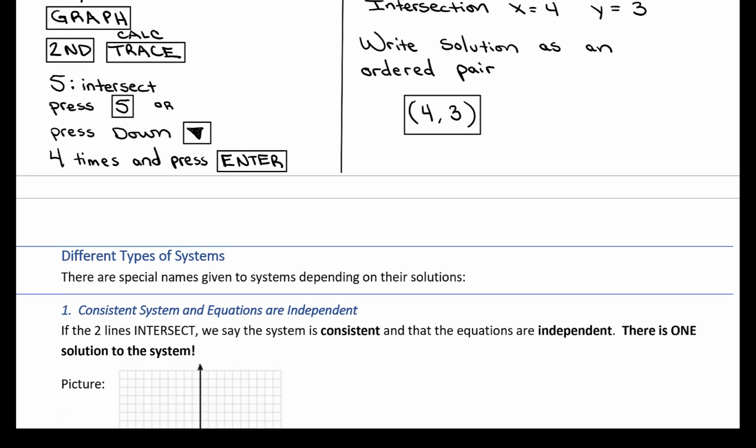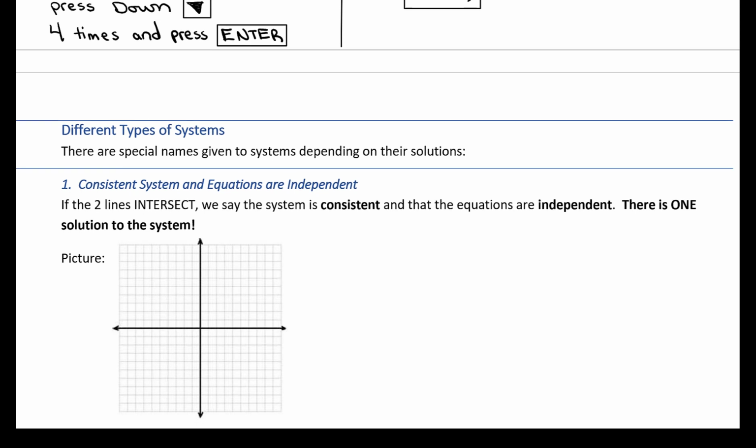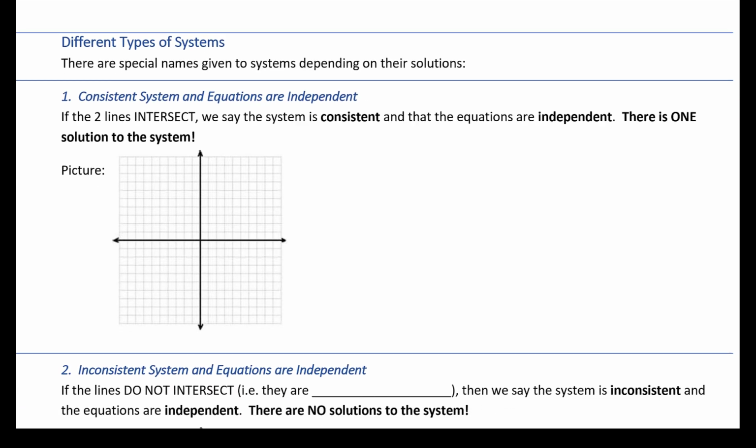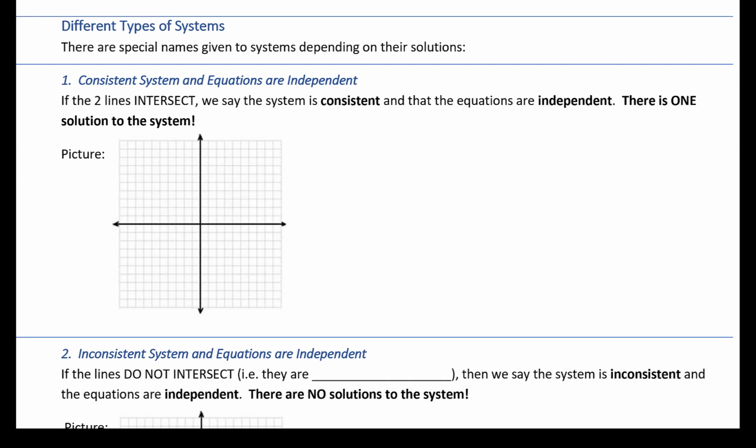Next, we're going to be looking at different types of systems. Depending on the system and the number of solutions that system has, we sometimes refer to it in a specific way. So number 1, a consistent system and equations are independent. If the 2 lines intersect, we say the system is consistent and that the equations are independent. There is one solution to the system.